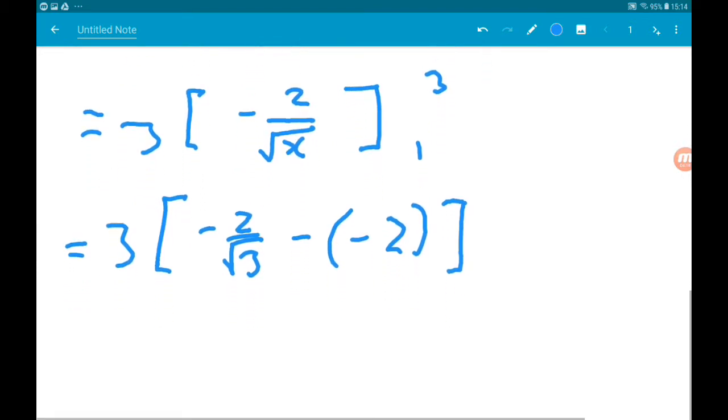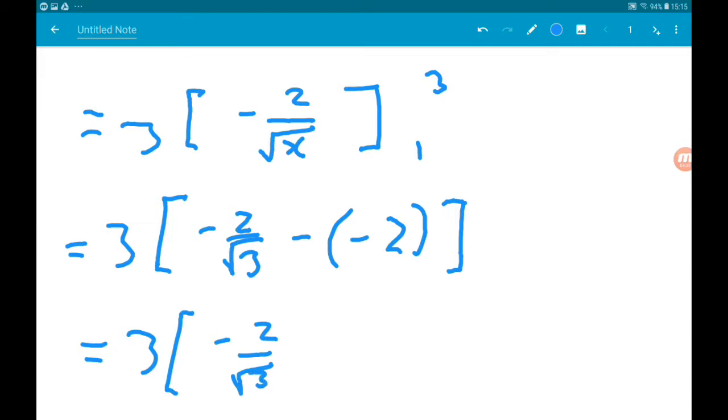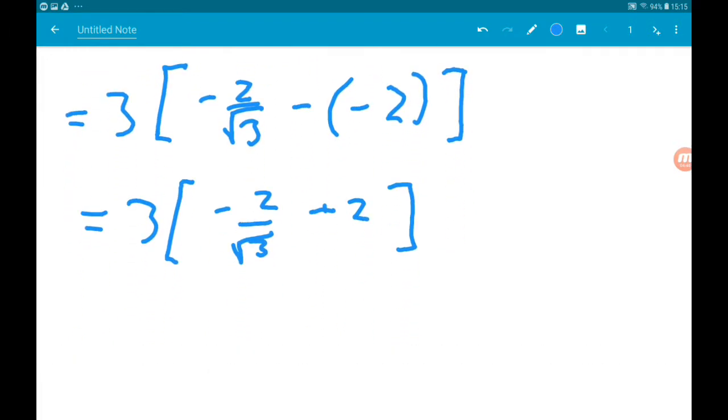Okay, so we've got 3 lots of minus 2 over root 3, add 2. Okay, now let's let the 3 inside. So I'm going to do 3 times 2, which is 6. And then 3 times minus 2 over root 3 is minus 6 over root 3.